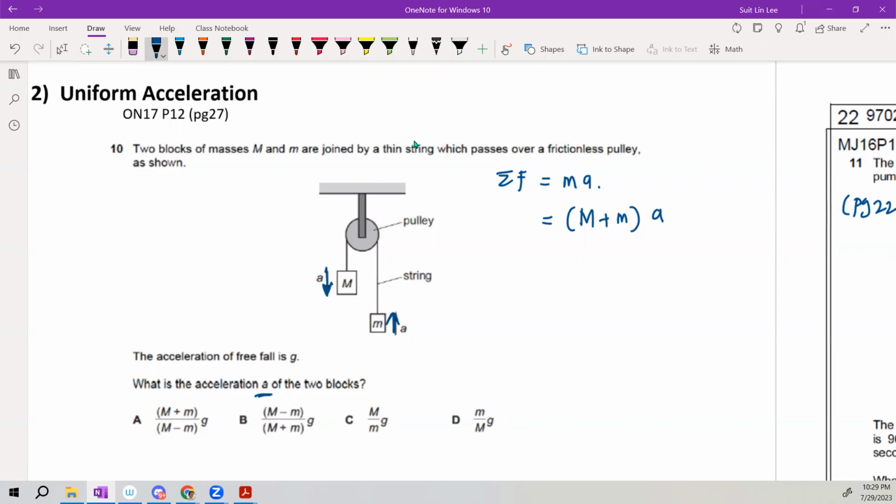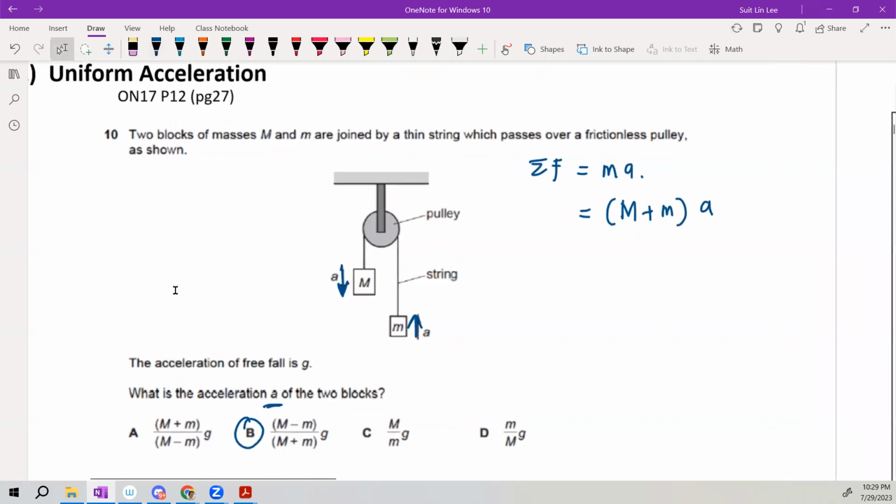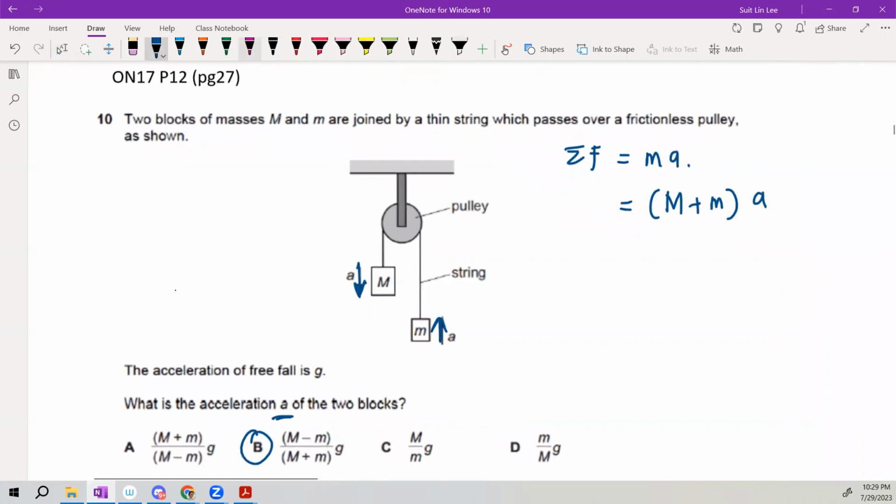So in my brain, I think I want to tembak this one. Because to find a, I will bring M plus m over and divide. So I tembak B. But just in case you are not a tembak type, then don't tembak. Don't tembak means you guess the answer. Don't guess. We will try to do it legitimately. The force acting down here is weight, which is capital Mg. The force acting down here is also weight, but it's lowercase mg.